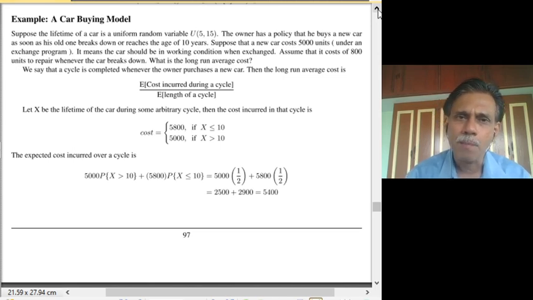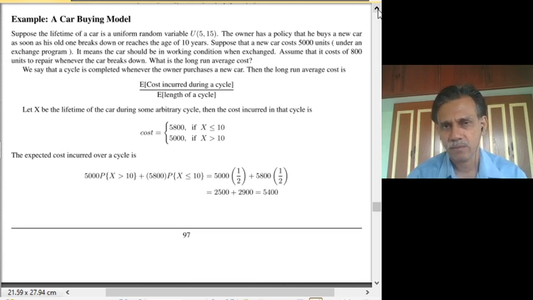The owner has a policy that he buys a new car as soon as the old car breaks down or reaches an age of 10 years. If a car breaks down, by that we normally mean a major breakdown, not a minor one wherein we simply repair it and use it. A major breakdown is what we are really talking about. Then he decides to discard it and buy a new car.